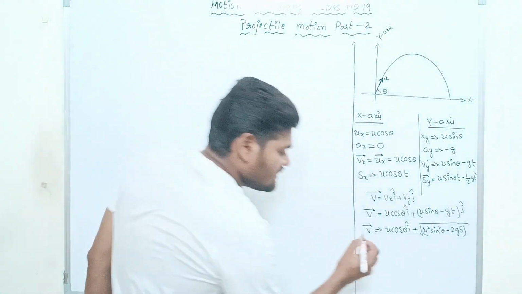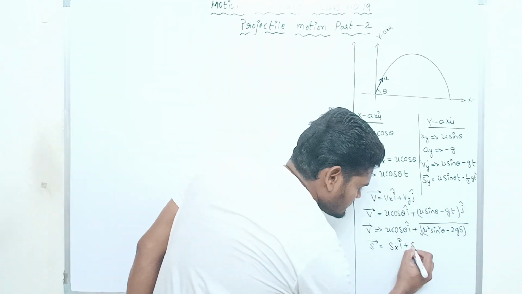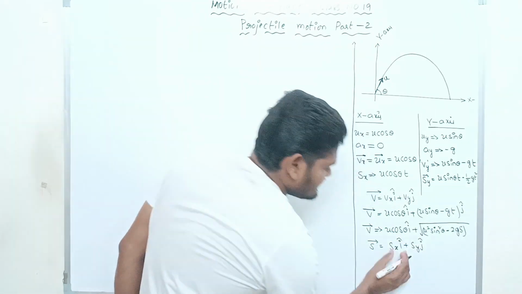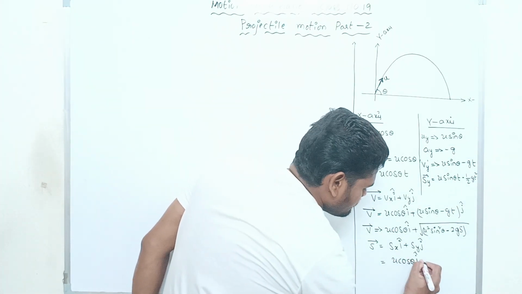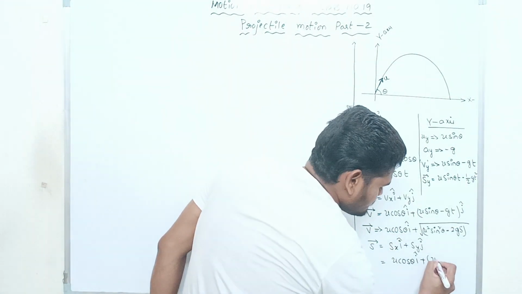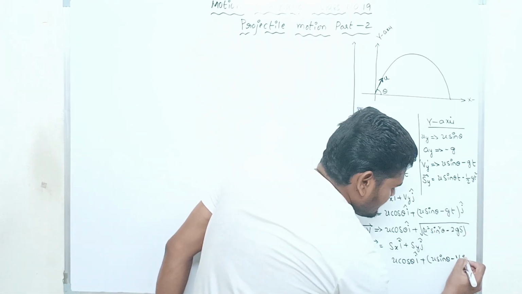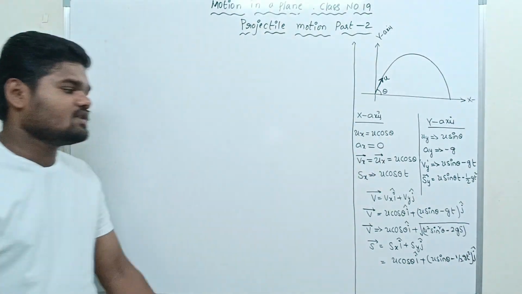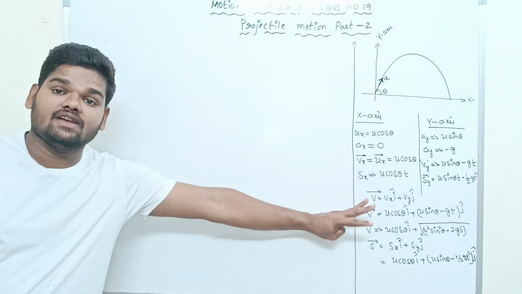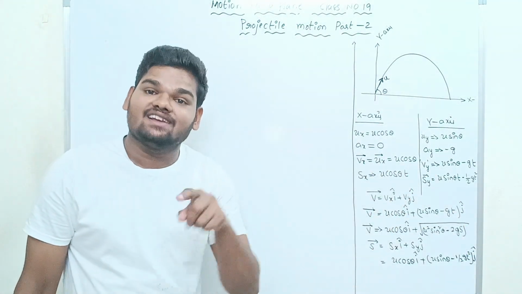If you want to find the displacement vector, s bar is equal to sx i cap plus sy j cap. What is sx? Sx is equal to u cos theta into t, and sy is equal to u sin theta into t minus half g t square, into j cap. This is what we discussed exactly in the previous lecture, and we did one problem based on this concept.